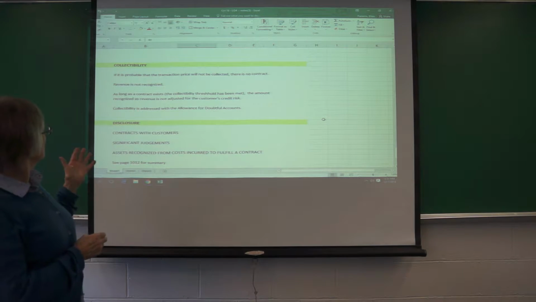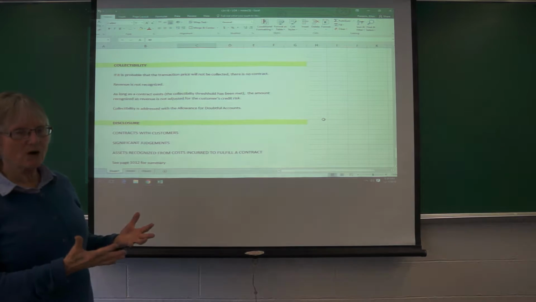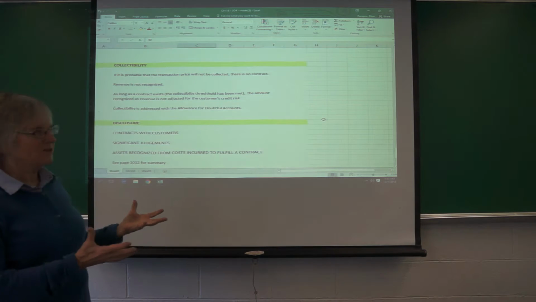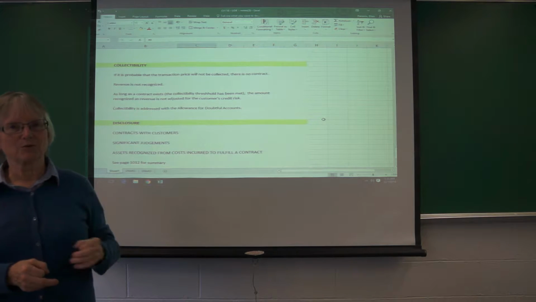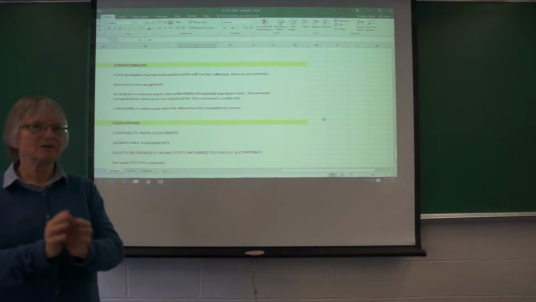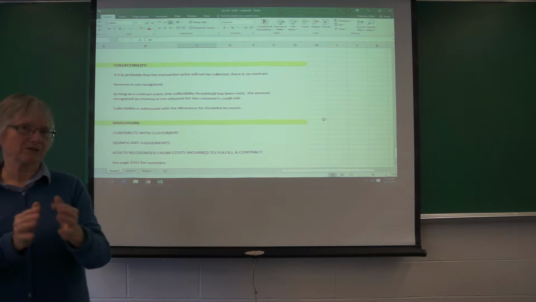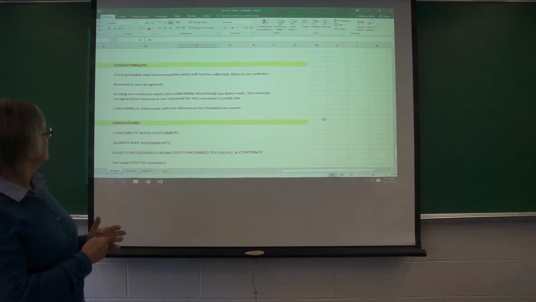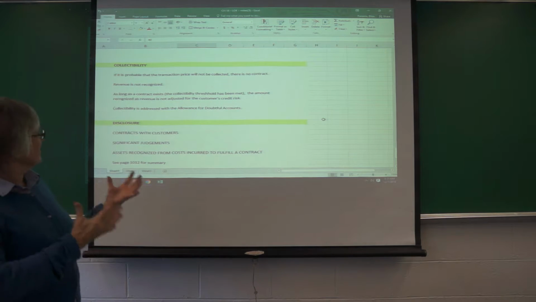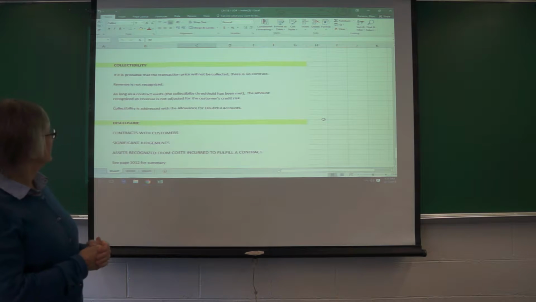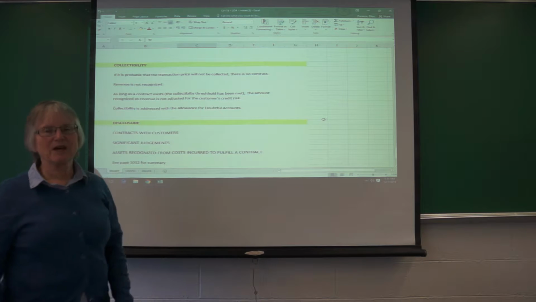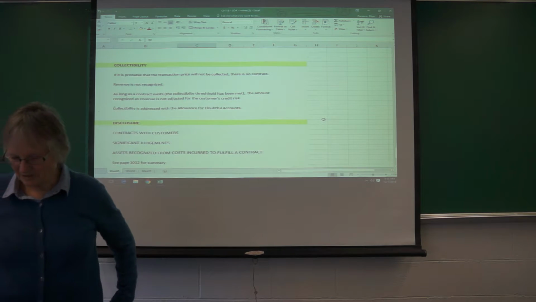So as long as a contract exists, once you say yes, this is probably collectible, then the amount recognized is not going to be adjusted for how shaky the customer is. It's either collectible or not collectible, probably collectible or probably not collectible. As long as you've got the contract, you're assuming it's going to be collectible. So collectability is addressed with the allowance for doubtful accounts.